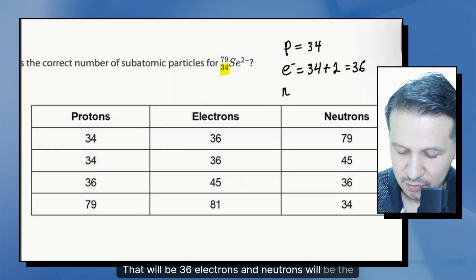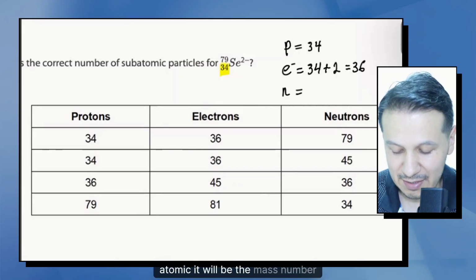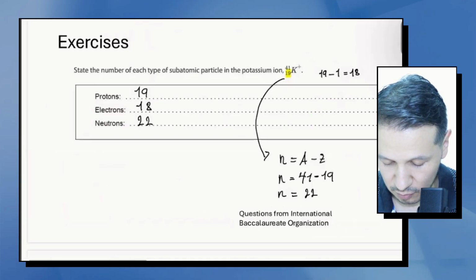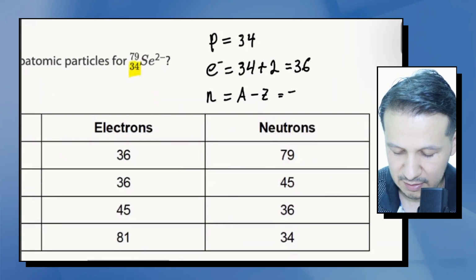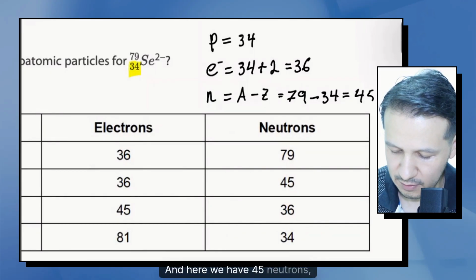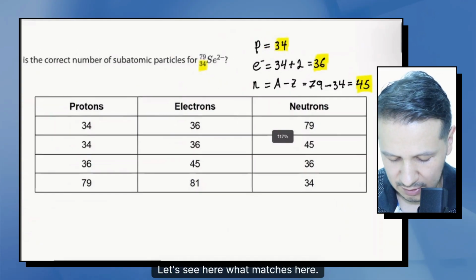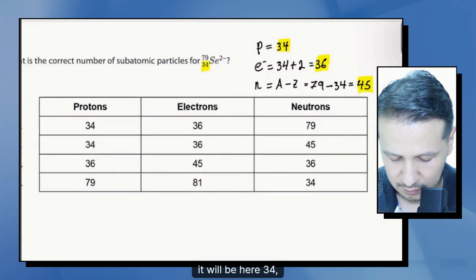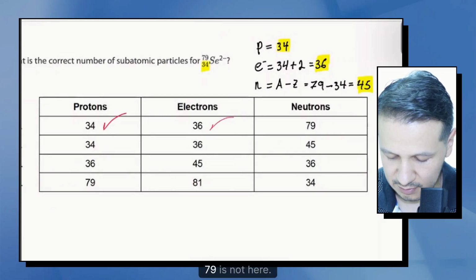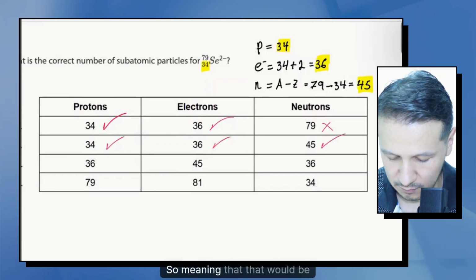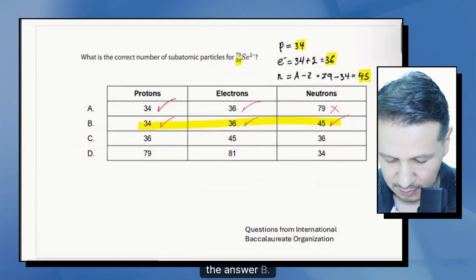And neutrons will be the mass number minus the atomic number, as we showed you here. So the mass number is 79 minus 34, and here we have 45 neutrons. Protons 34, electrons 36, and neutrons 45. Let's see here what matches. It will be here 34, 36, 45. So that will be the answer B, right?